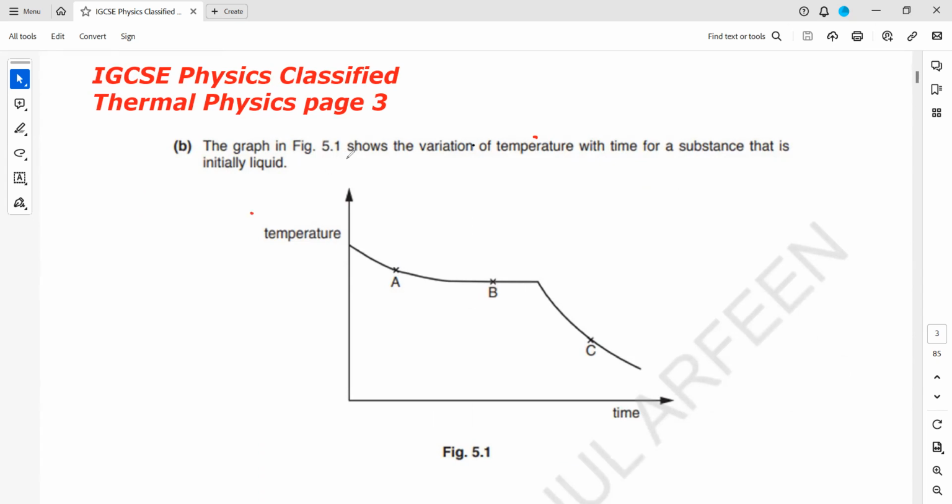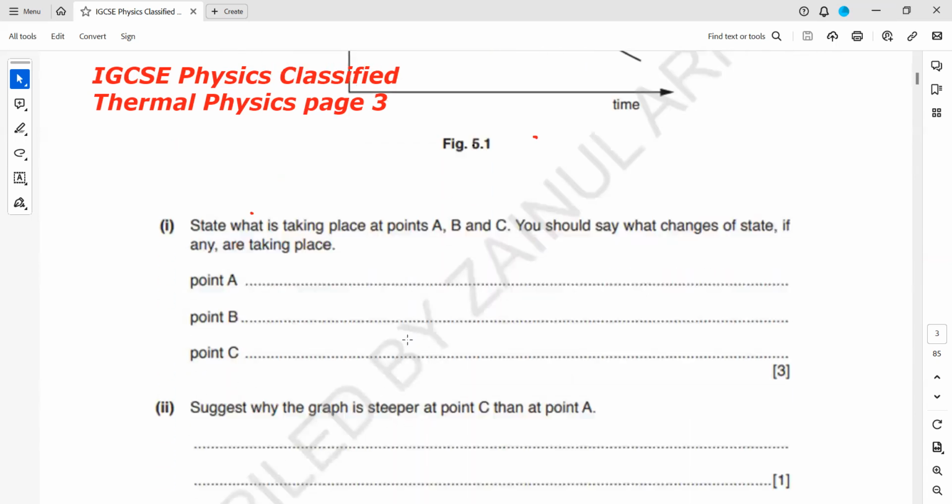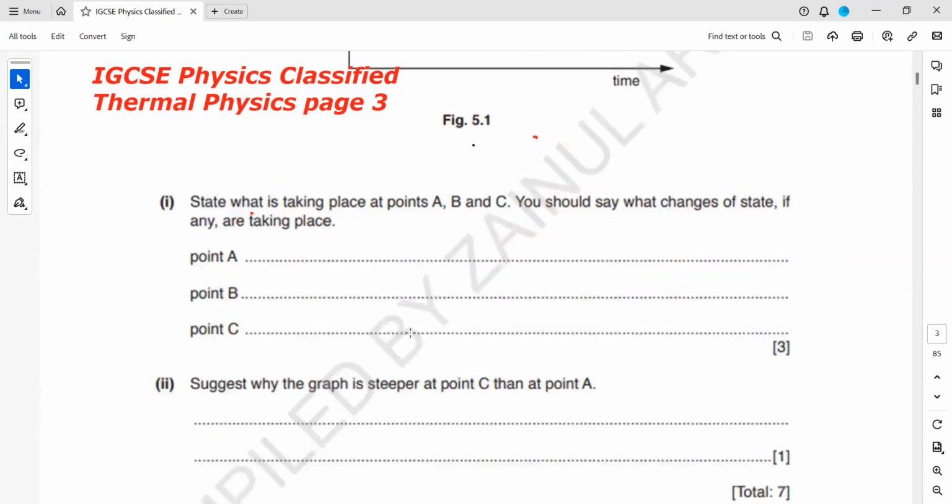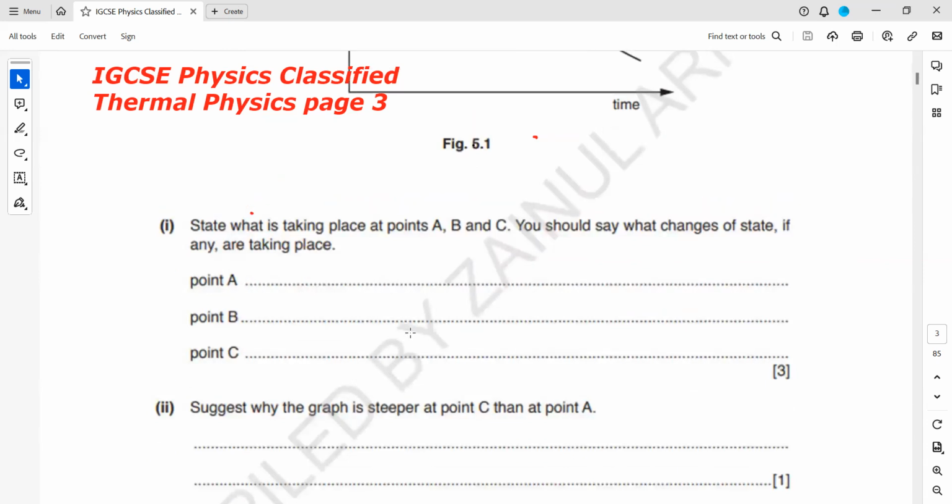The graph in figure 5.1 shows the variation of temperature with time for a substance that is initially liquid. So first we have a liquid here. The liquid is cooling down. Then the liquid is turning into a solid, that is freezing. And then we will have a solid only. These are the states which exist at different positions. So at A we will have liquid, at B we will have liquid and solid, and C will have solid only.